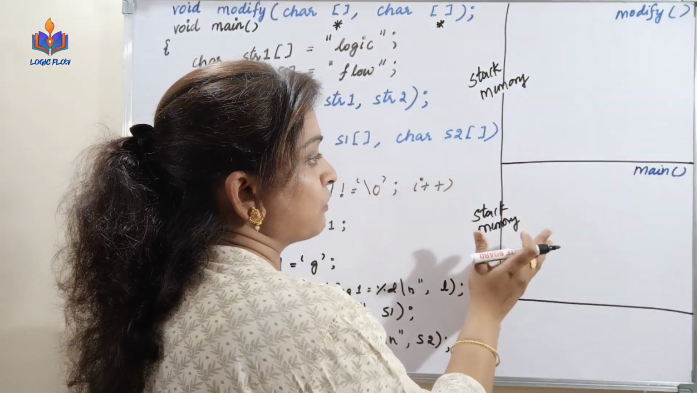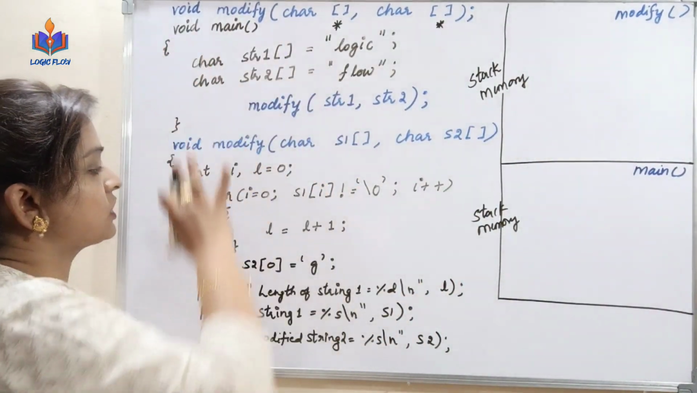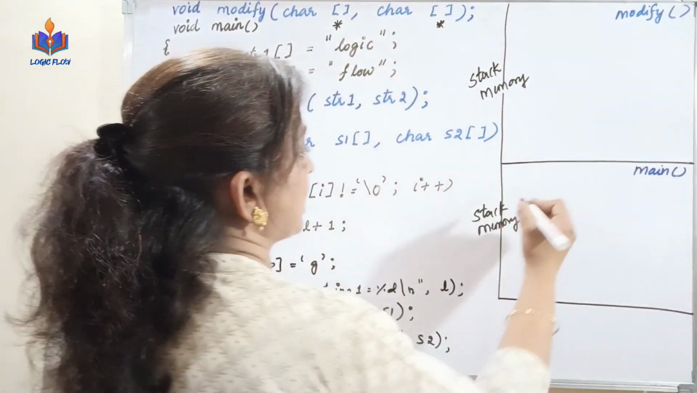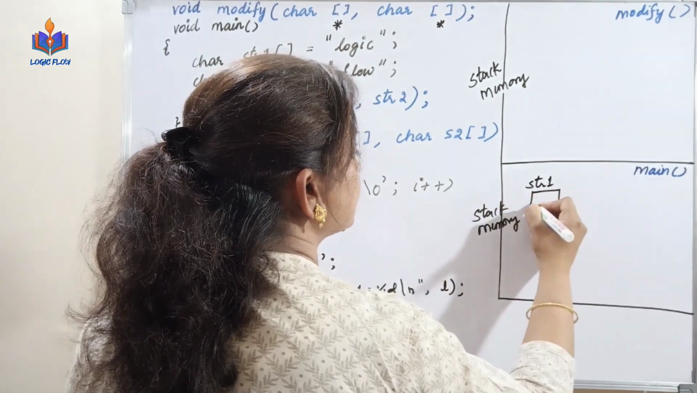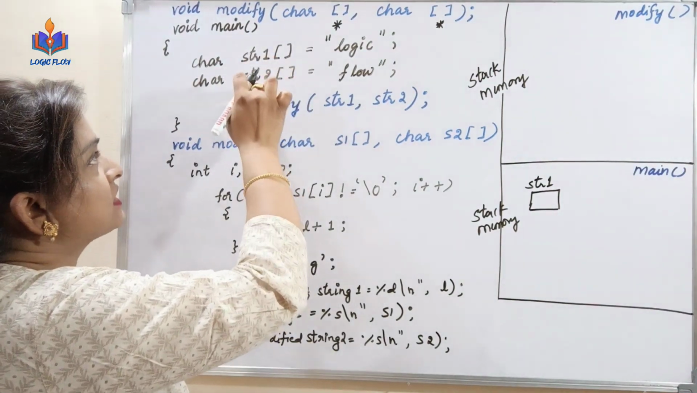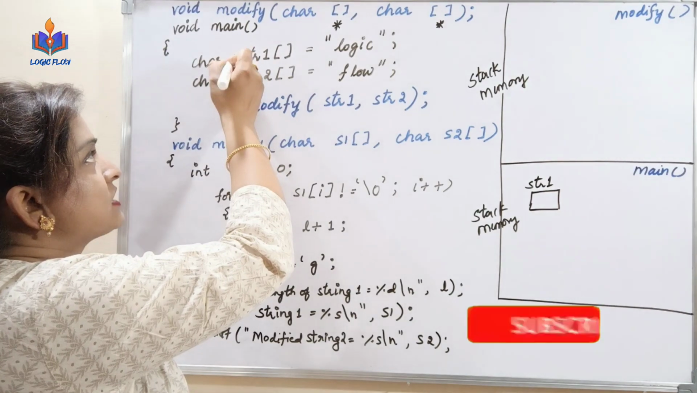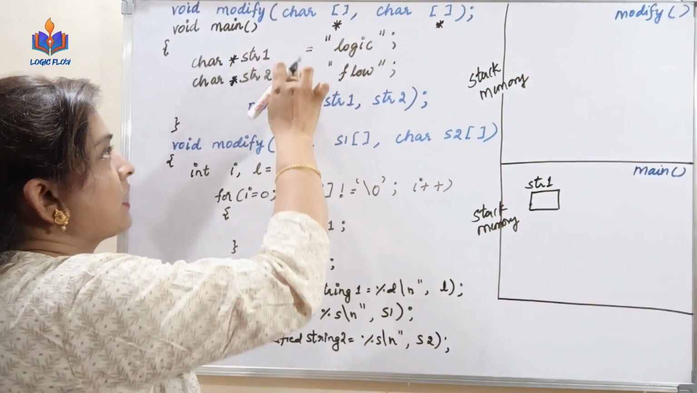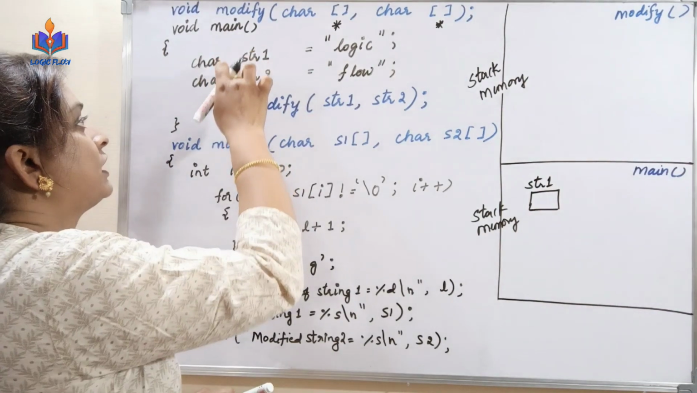The first frame will be allocated for the main function and the second frame for the modify function. So this is one function and this is one function. In the main function, the stack memory is allocated for str1. So here I have str1. Here it's actually a pointer. In the declaration also you can write it in a different way. Instead of writing it as an array, you can write asterisk str1 and asterisk str2 like this also. Okay, so let it be in the array form itself.